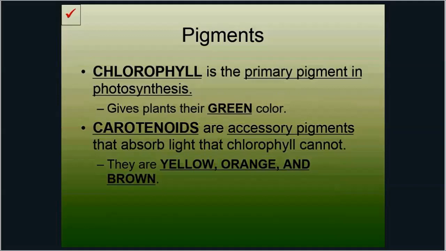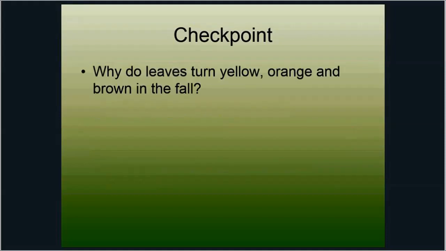So like I said before, chlorophyll is the primary pigment in photosynthesis, and it gives plants their green color because it reflects it. Carotenoids are accessory pigments that absorb light that chlorophyll cannot, and typically they are yellow, orange, and brown.